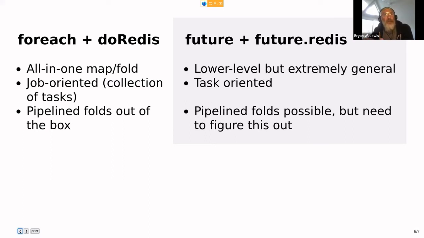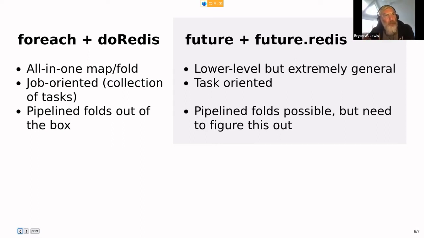A consequence of that is that the foreach side of things is job oriented. The way I wrote the doRedis package, the queue is set up to process a collection of a bunch of different tasks all at once, and it knows that they belong together. Whereas the future package, because it's so generic, is specifically task oriented. So I'm having to re-architect the backend system for it so that each task can, for instance, learn how to handle its own faults without having the context of a larger job.